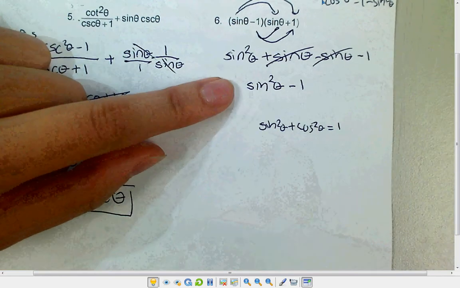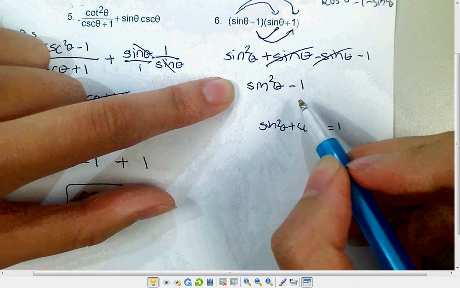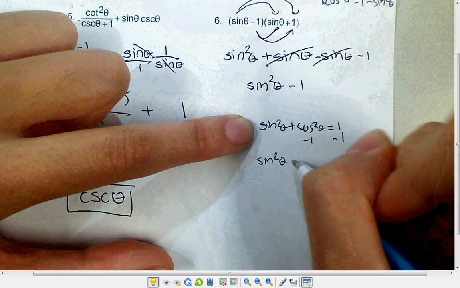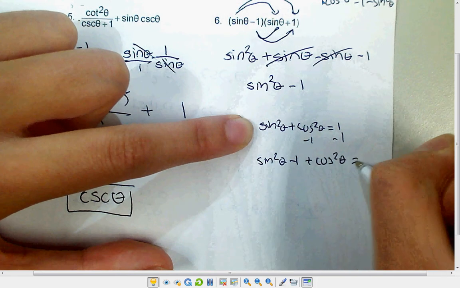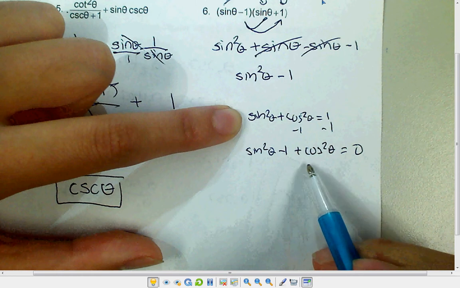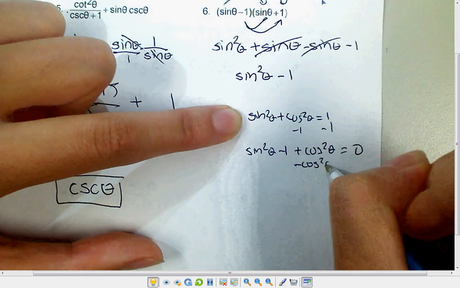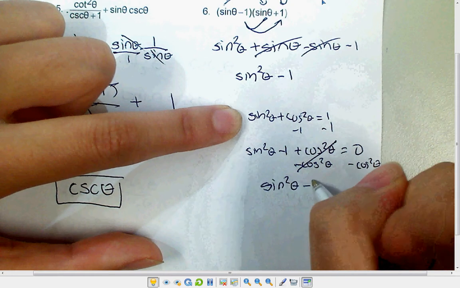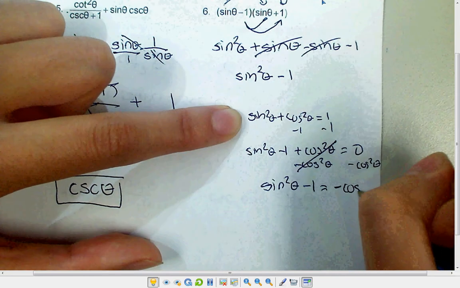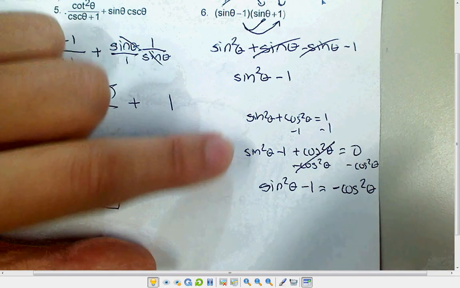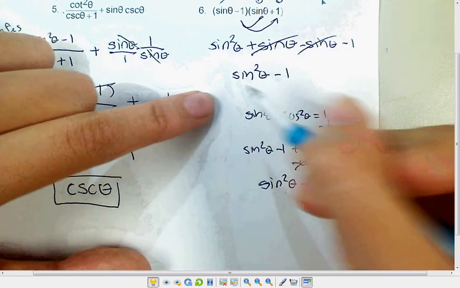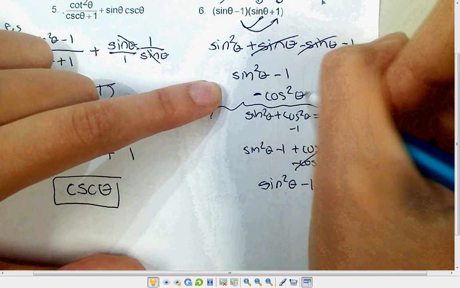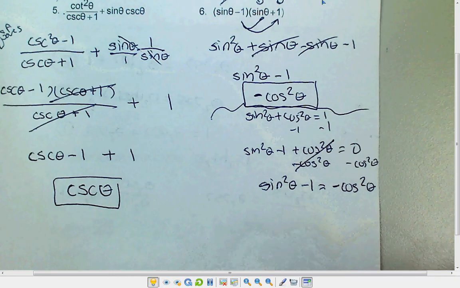And I want to solve for sine squared minus 1. So right now I have sine squared over here. I'm going to subtract 1 to get 1 on this side. So this is sine squared minus 1. I want to get the cosine on the other side. So I'm going to subtract cosine squared to get rid of this cosine squared. And that leaves me with sine squared minus 1 on this side, and a negative cosine squared over here. So sine squared minus 1 is equal to negative cosine squared. So I can replace sine squared minus 1 with negative cosine squared. And that could be my final answer because that's just one term.